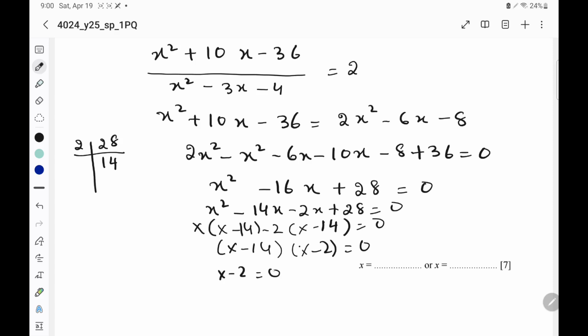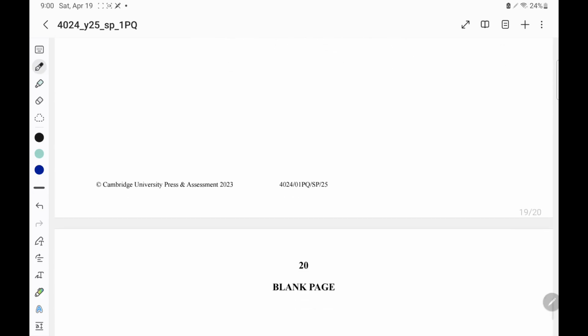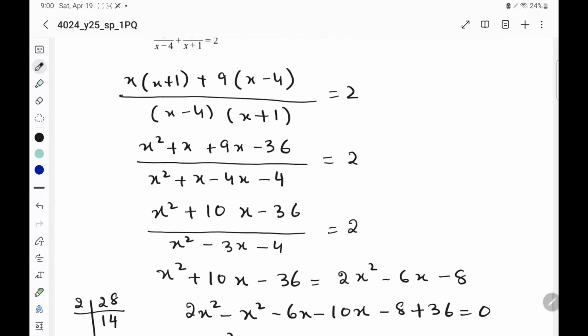So x has two answers. x minus 2 is 0, so x equals to 2. x minus 14 equals to 0, then x will be equals to 14. So it is 2 and positive 14. Alright, so this was 7 marks question in this paper. So I've ended it. I hope you understood.